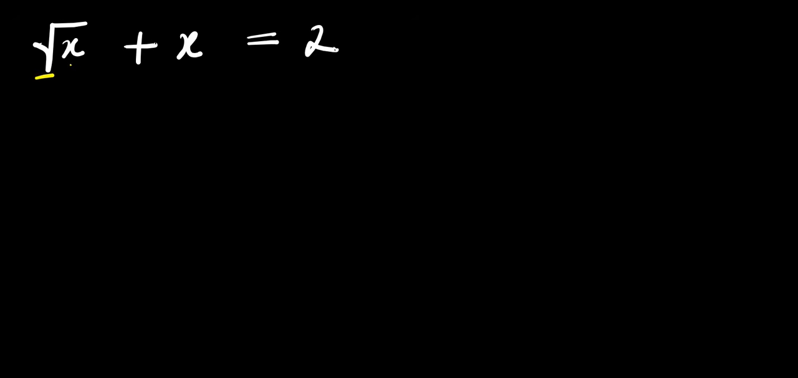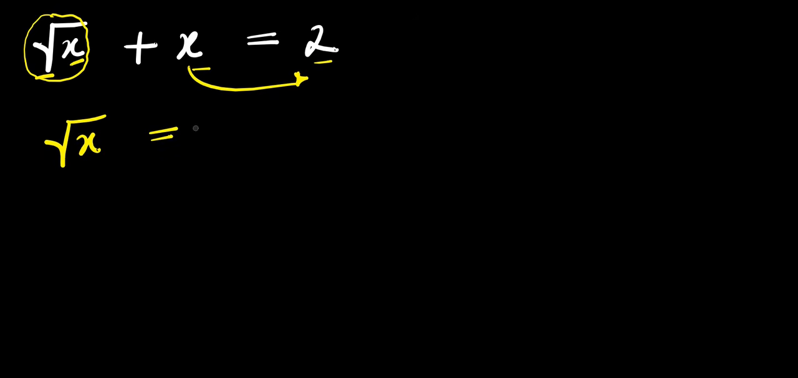This is square root of x plus x equals 2. We are solving for all values of x that satisfy this equation. Now, what we can do is isolate this square root of x. I will move this x over here, so I'm going to have square root of x equals 2 minus x.